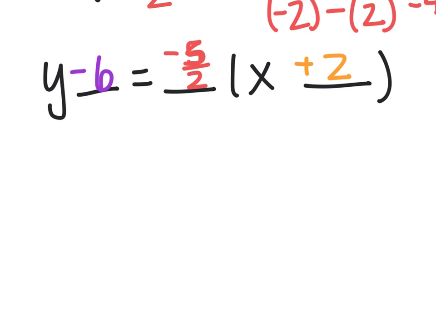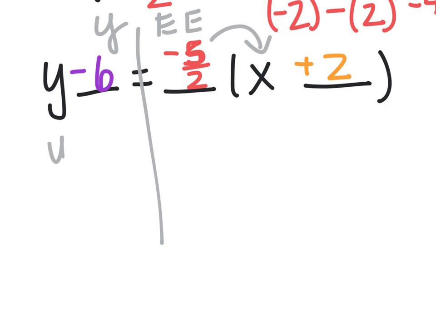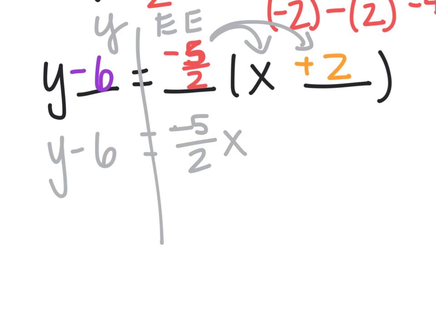So if I wanted to get this in y equals mx plus b form, I need to get y's on one side, everything else on the other. So I'm going to distribute. I bring down my y minus 6, and I'm going to distribute. Negative 5 over 2 times x is negative 5 over 2x. And then negative 5 over 2 times a positive 2 is just going to be negative 5.